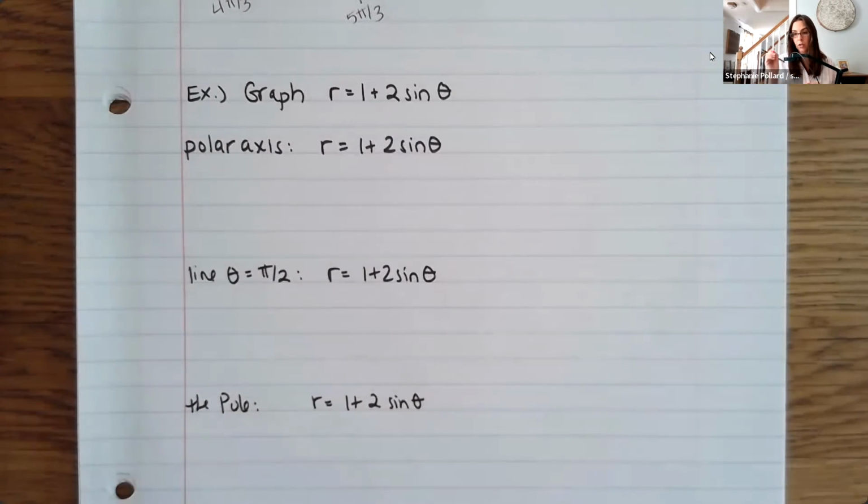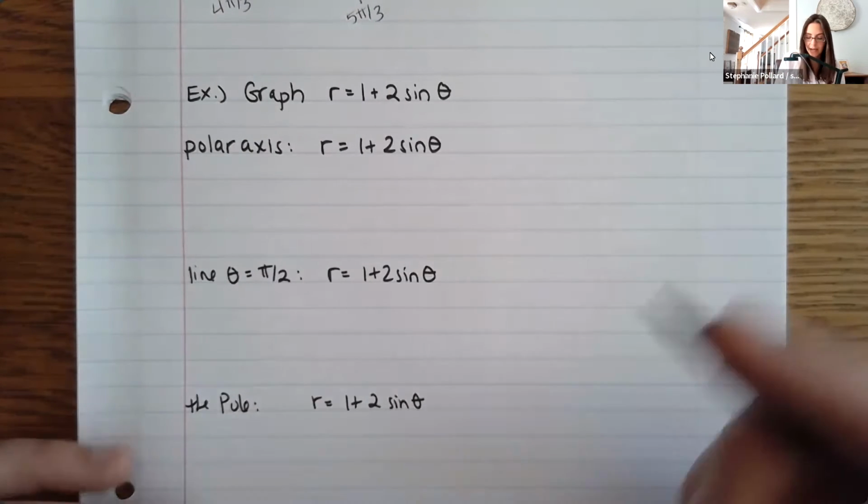And again, I'm going to use a different color to show what we're changing. So to check for symmetry with the polar axis, which is that x-axis that we're used to, that kind of vertical symmetry there, we're going to replace theta with negative theta.